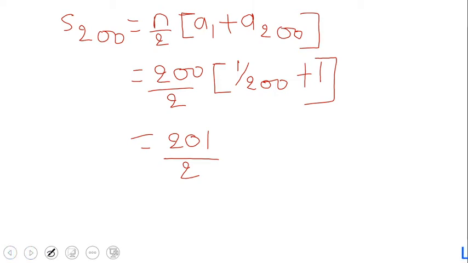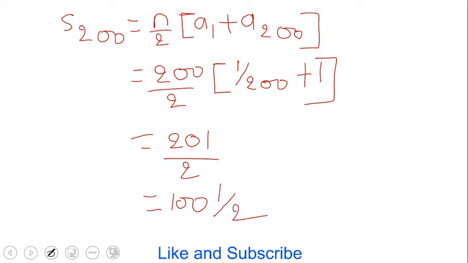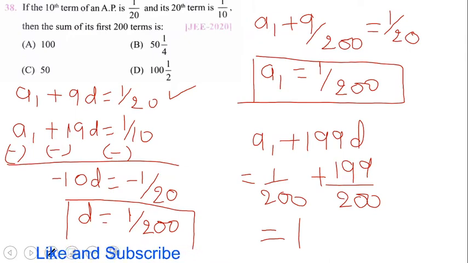So this is an improper fraction, so we have to write it as a mixed fraction. So the mixed fraction, we get it as 100 and 1 by 2 here. 100 and a half it is. So clearly we will observe that option D is the right answer here.